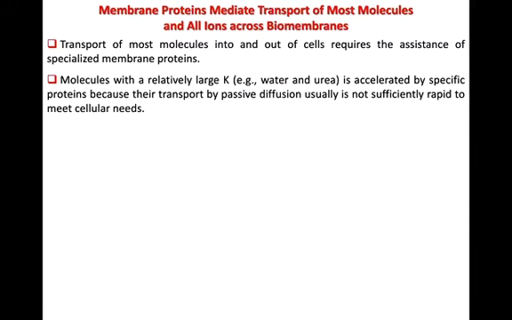Molecules with relatively large K, for example water and urea, are accelerated by a specific protein because their transport by passive diffusion usually is not rapid enough to meet the cellular needs. In other words, although water and urea can pass through the membrane by passive diffusion, sometimes they need a specific protein to accelerate this transport, because passive diffusion may not be enough to meet the cellular needs.